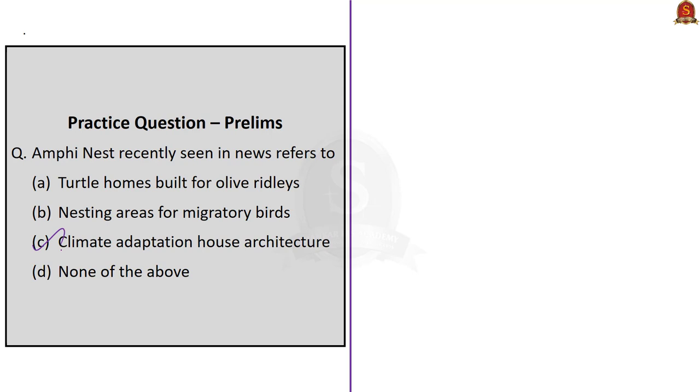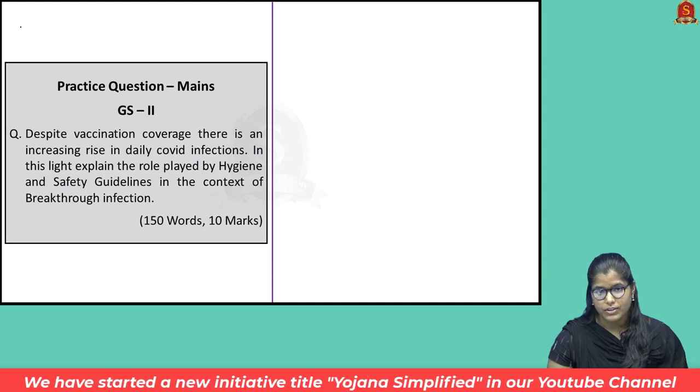The important characteristic of this house architecture is to float when the water is rising and stay still on the ground when the water recedes. So Amphinest is one such model, and it is a climate adaptation house architecture. So the correct answer for the question is option C, climate adaptation house architecture. With this, we came to the end of the discussion.